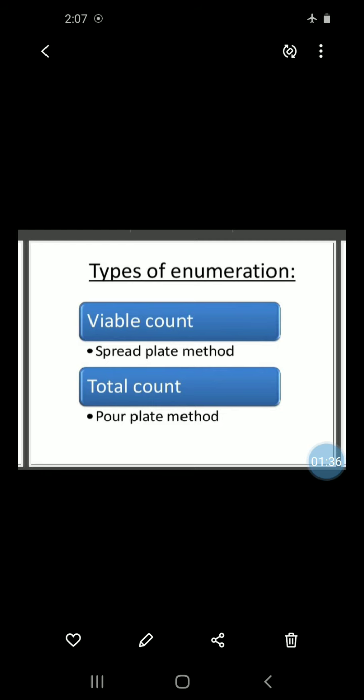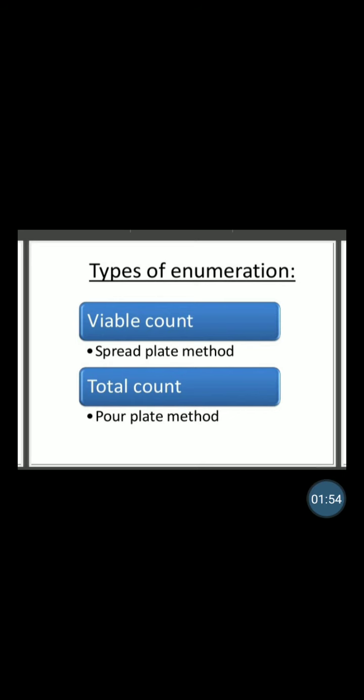In the viable count method, the spread plate method is used, and in the total count method, the pour plate method is used. I am repeating: in the viable count method there is use of the spread plate method, and in the total count, the pour plate method.